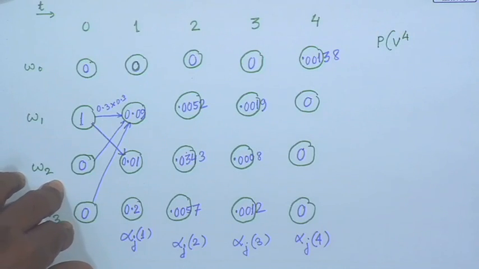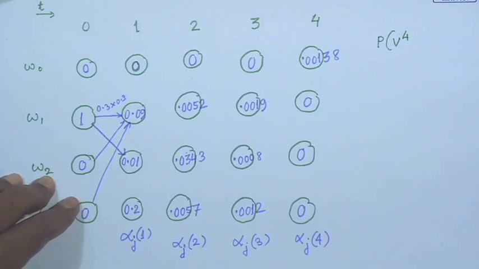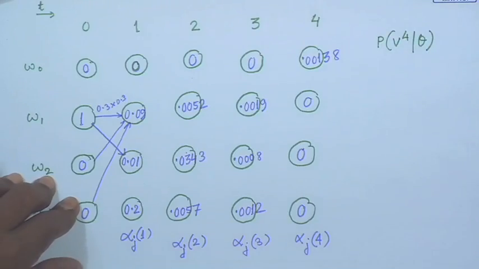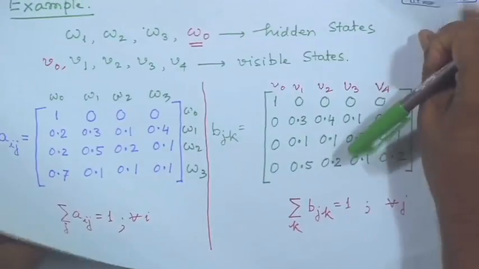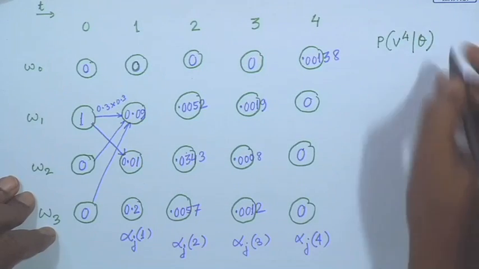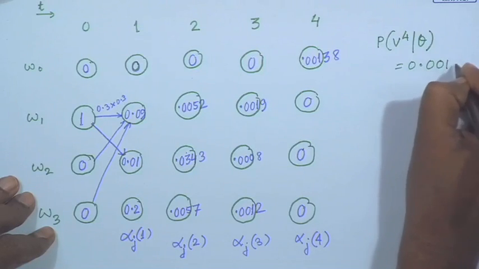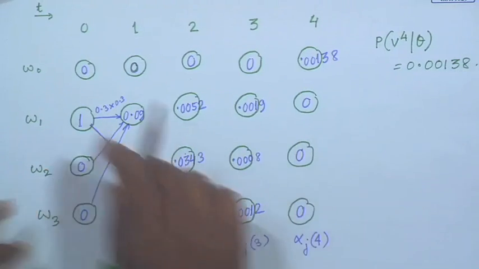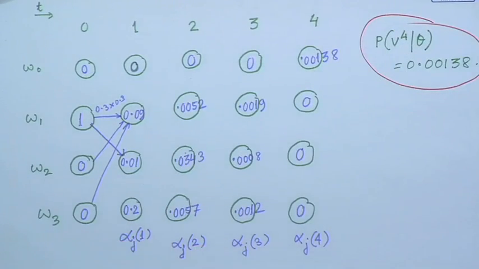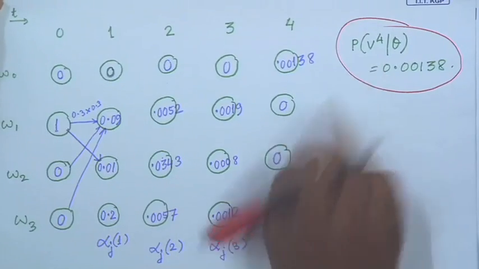So, the probability that our machine has generated the given sequence V 4, for the given hidden Markov model theta, where this model theta is defined by these parameters, is equal to 0.00138. So, this is the probability that our given model theta has generated that given sequence.